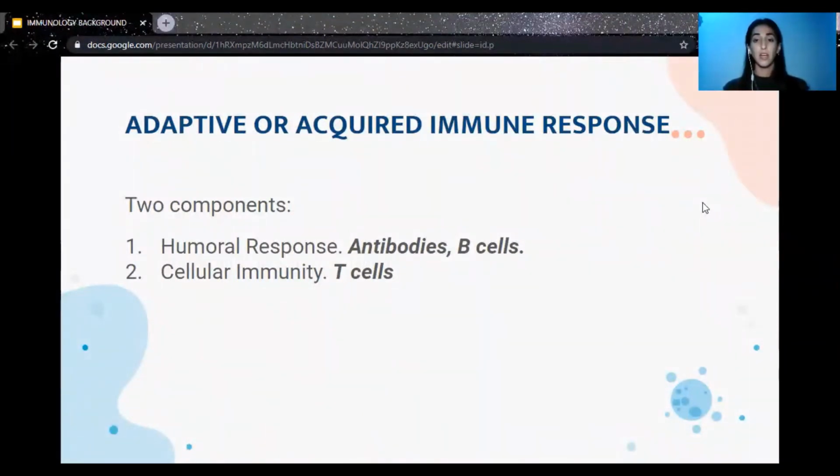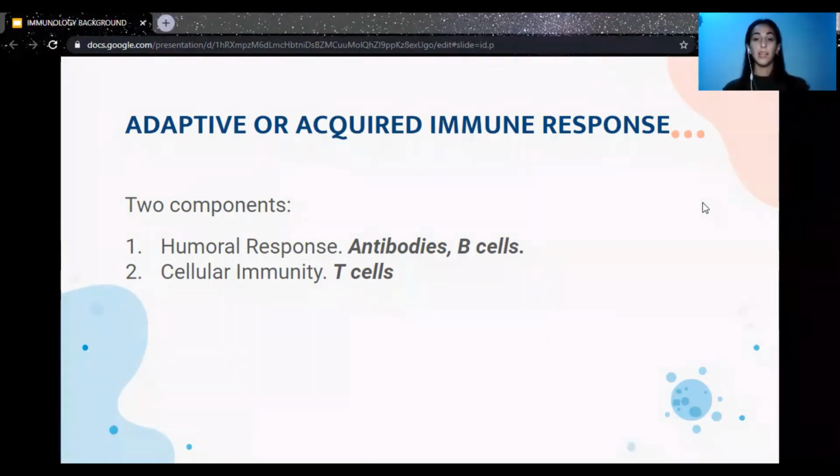The lymphocytes recognize specific antigens. With the help of other cells, they proliferate and differentiate into antibody-secreting plasma cells. So the B lymphocytes, which are like waiting until the pathogen comes, are going to proliferate and differentiate into antibody-secreting plasma cells. But some of them, instead of secreting antibodies, are going to remain as a memory cell.